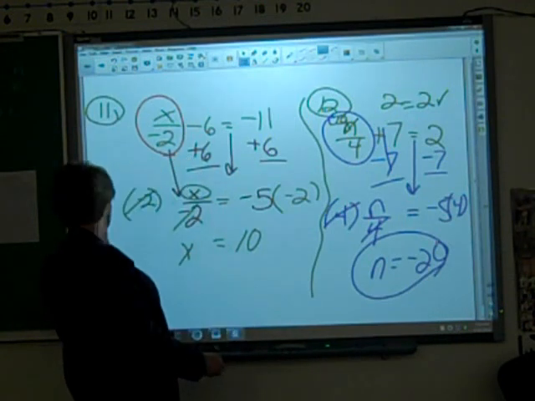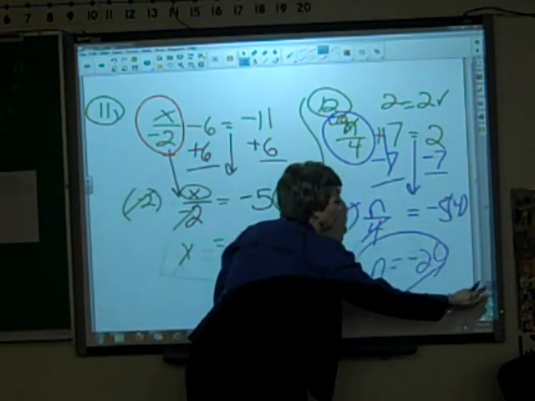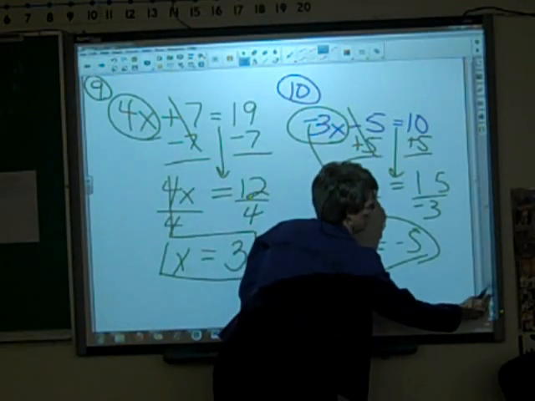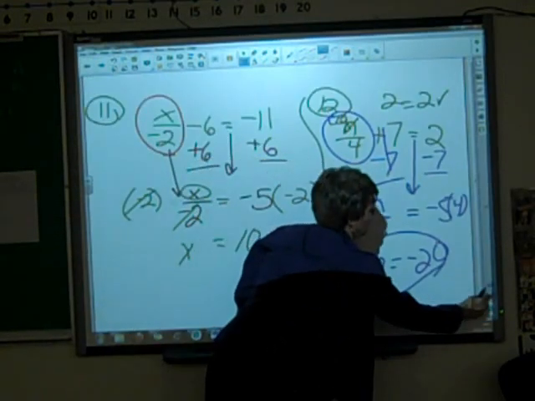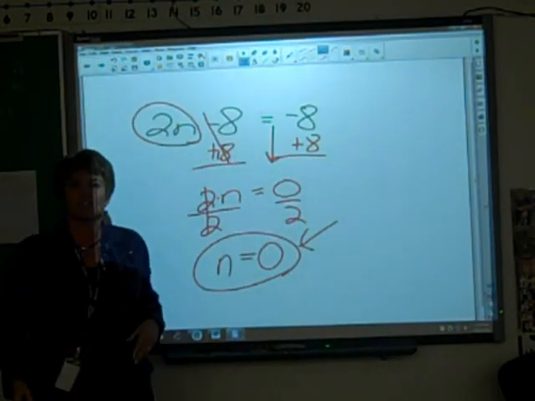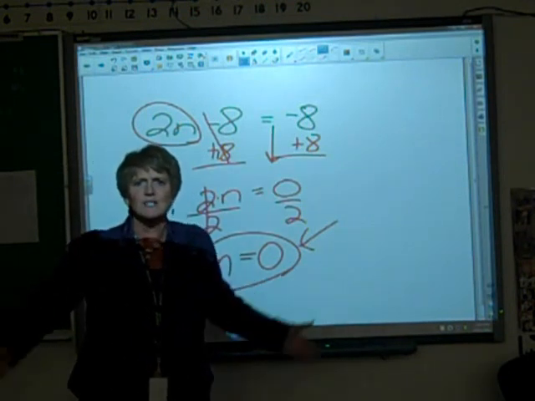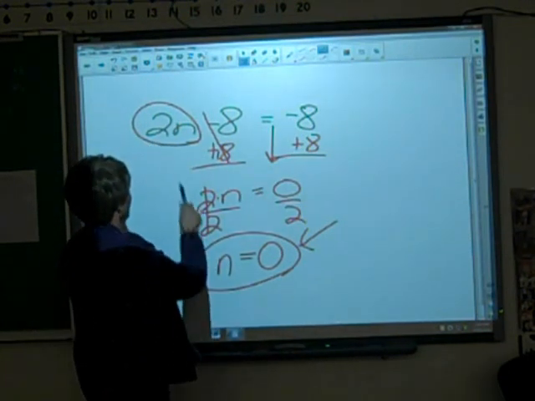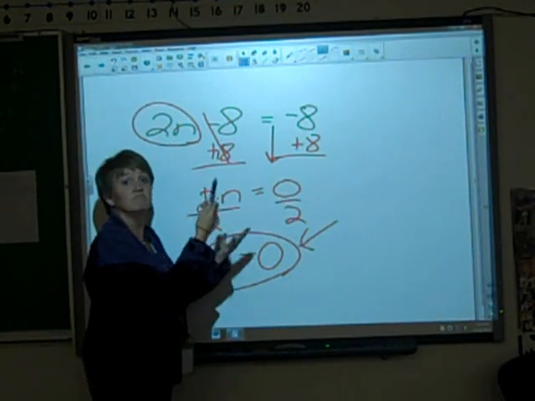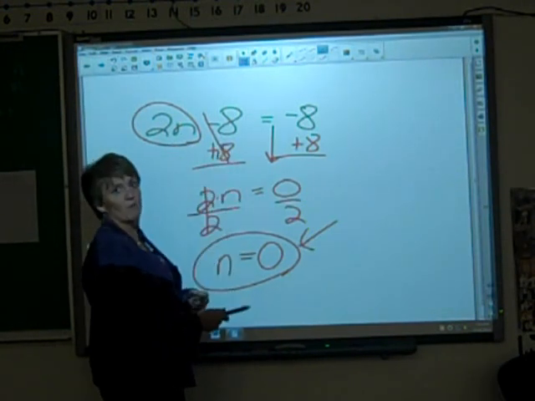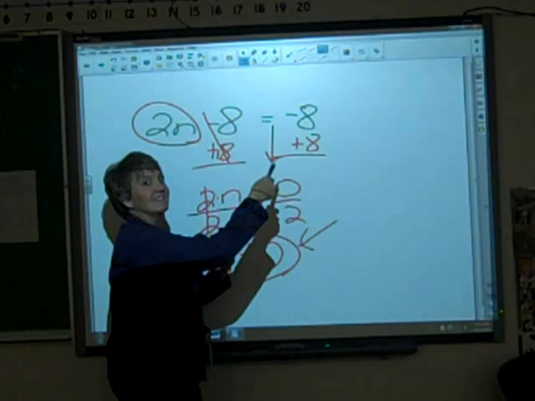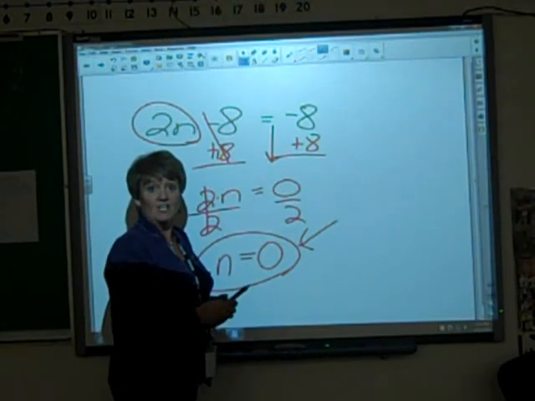Even with this problem with 0, take a look at the problem with 0. You would think maybe that you did it wrong. A lot of kids want to say no solution. No solution. 0 is a number. Let's check it. 2 times 0 is what? 0. 0 minus 8 is what? Negative 8. Negative 8 balances negative 8. So it works.